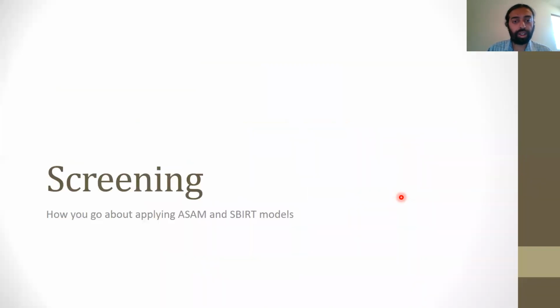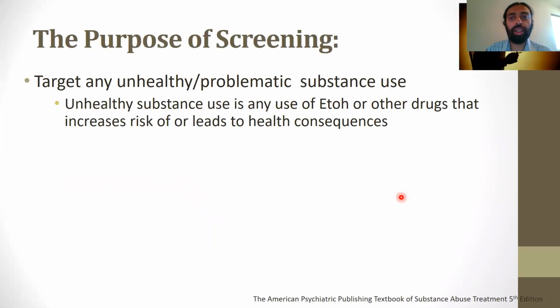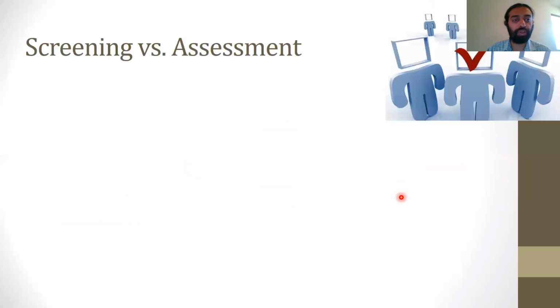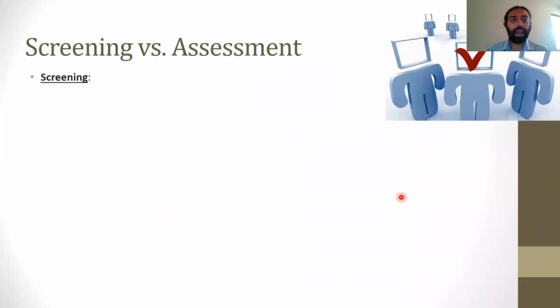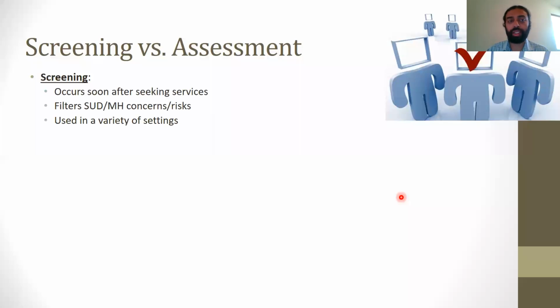Moving forward to screening. So how do you then apply these models? What are some screening tools? So screening is the first part, right? Often a question that comes up is screening versus assessment. And screening is we want to target any unhealthy or problematic substance use. We want to detect anywhere along a spectrum of unhealthy use for various substances. Right, so that usually happens early in care.